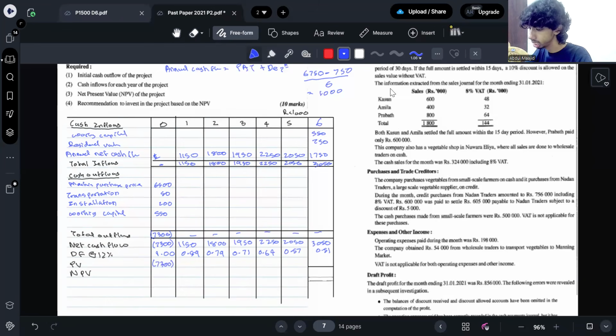1,150 multiplied by 0.89 will give you 1,023.5. 1,800 into 0.79 will give you 1,422. 1,950 into 0.71 will give you 1,384.5.